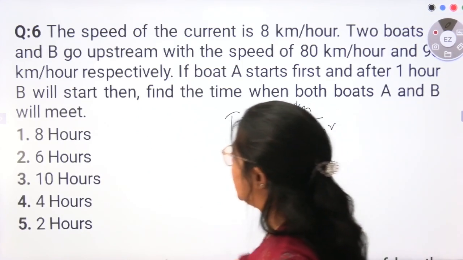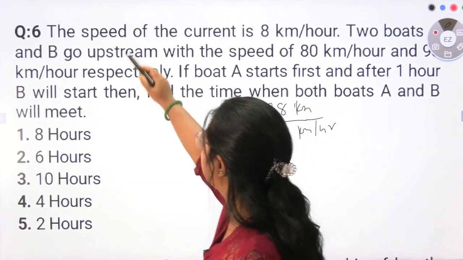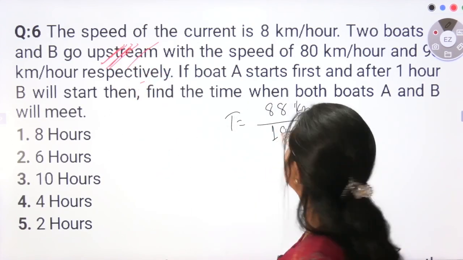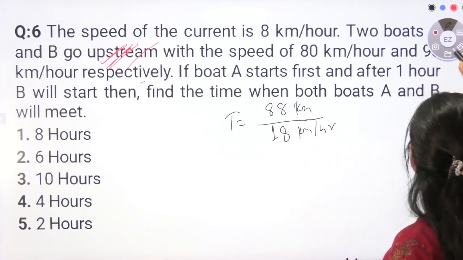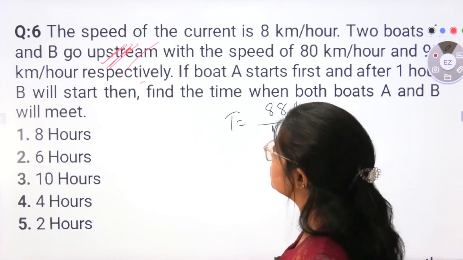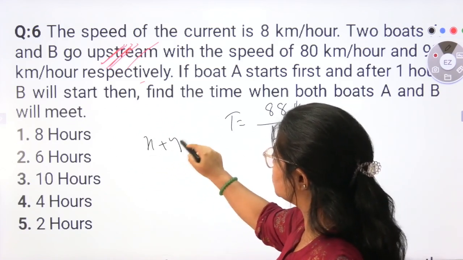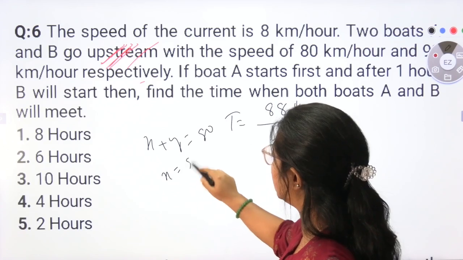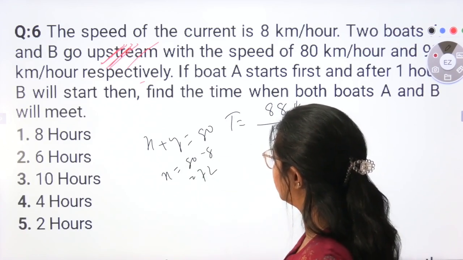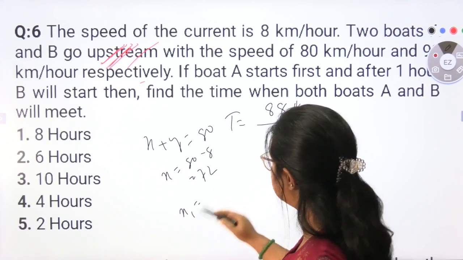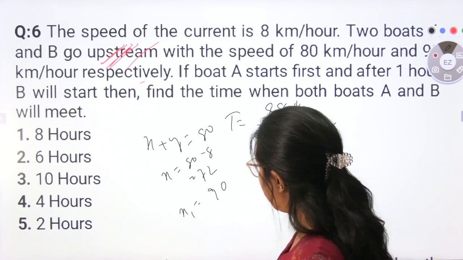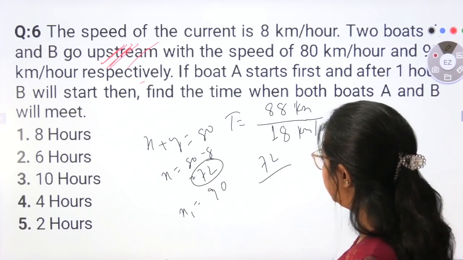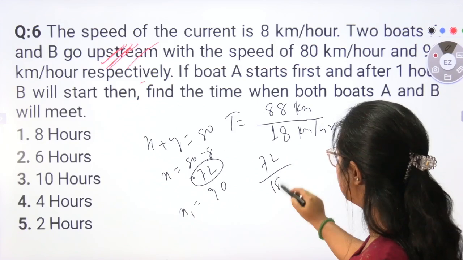Fine, this should happen. I will get integer values if this would have been downstream. If I get the question as two boats A and B going downstream, then my x plus y value would have been 80. So from here x would be 80 minus 8, so 72, and my x1 would be 98 minus 8, 90. So the actual distance traveled in 1 hour by A would be 72, and the relative speed would be 90 minus 72 is 18. So 4 hours.